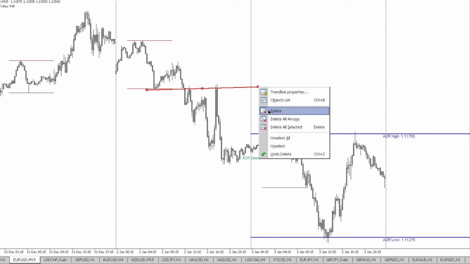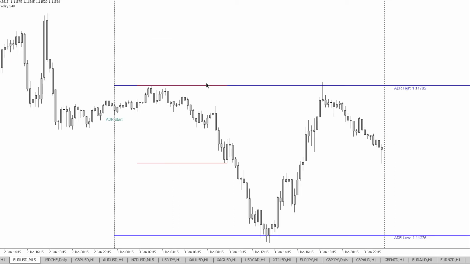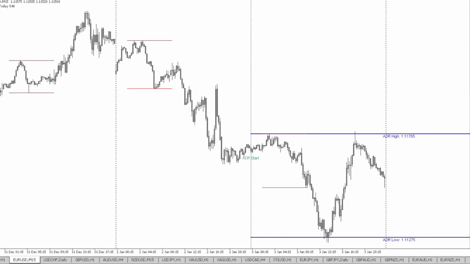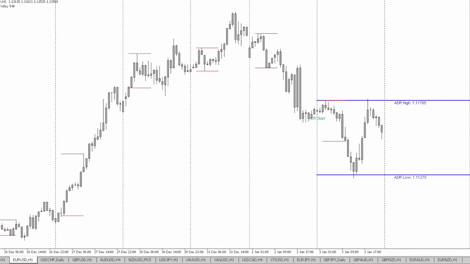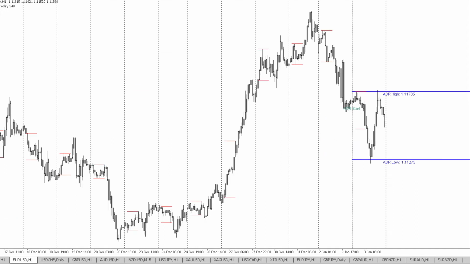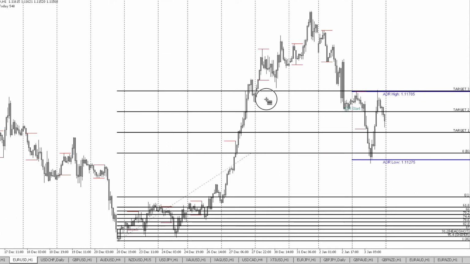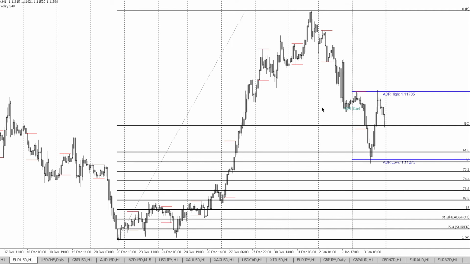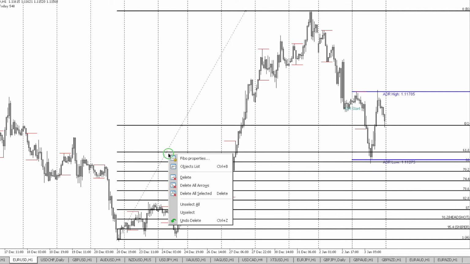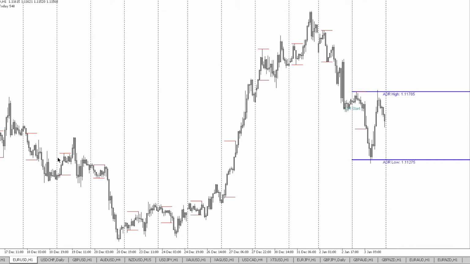So when we're looking at the ADR high and low, like I said, on this occasion we would have been looking at 1.1275 for our potential long area, and that would have aligned nicely with our fib reversal area at 61/66. So 66 would have been the best time to enter, as it's a higher probability area.